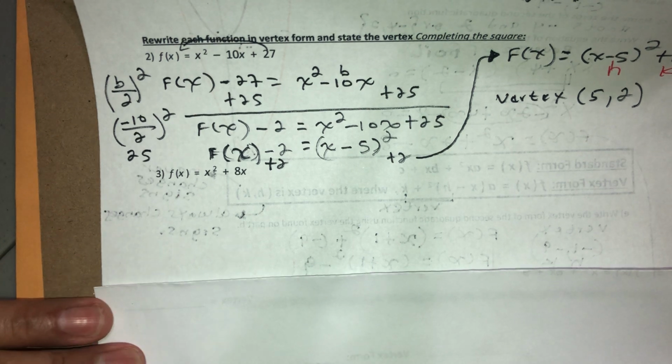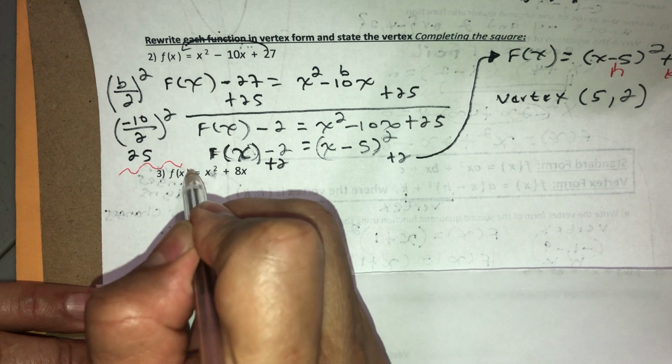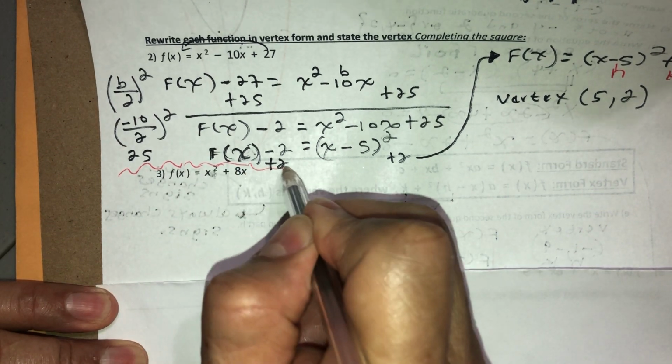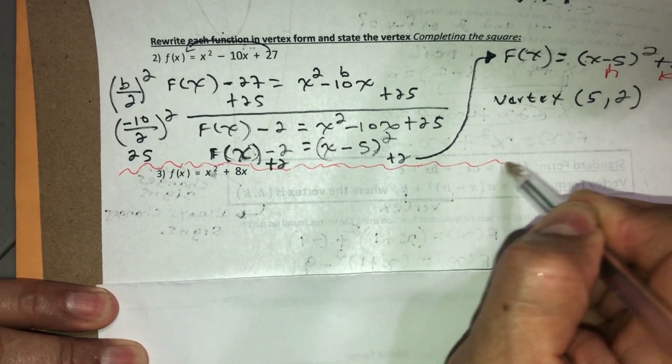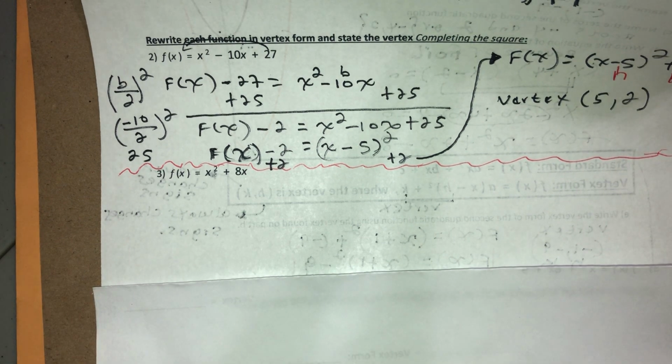So now look at number 3. Number 3 is an incomplete quadratic because I don't get the last term, I don't have the constant. So that's even easier because it saves me one step.